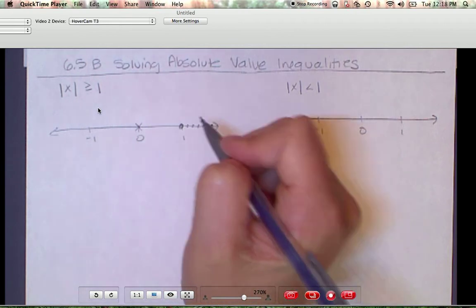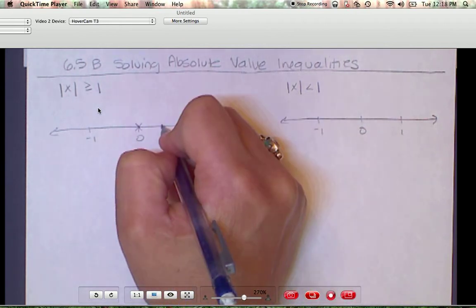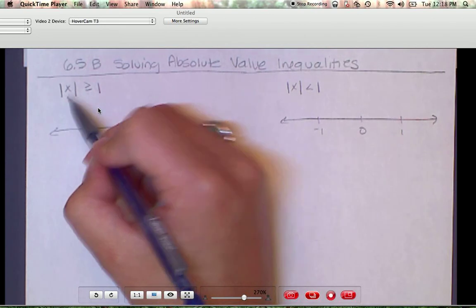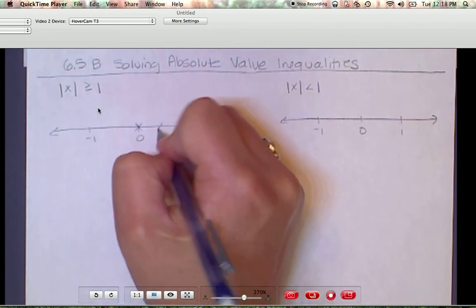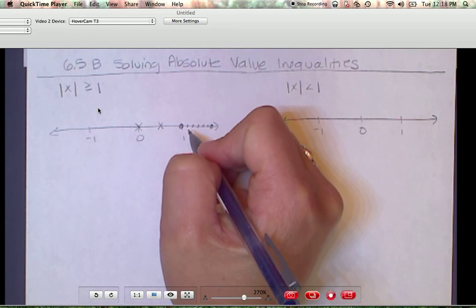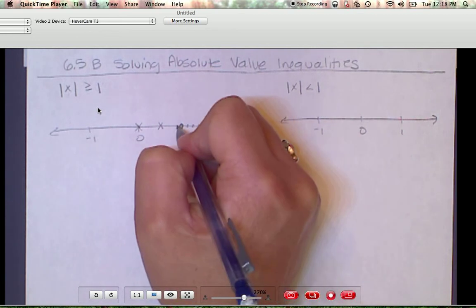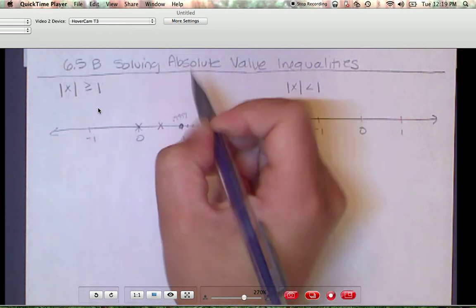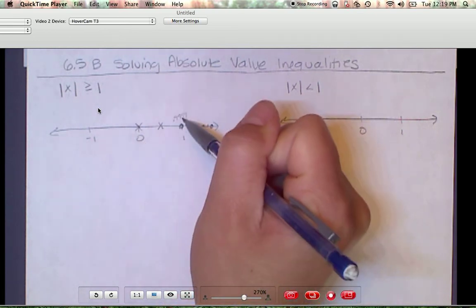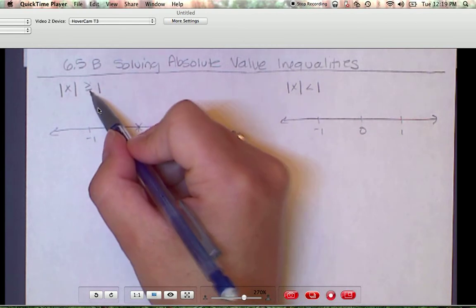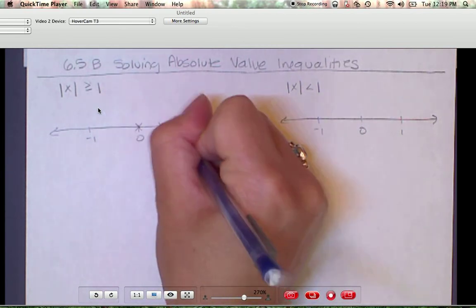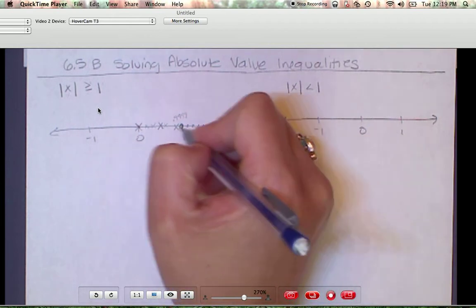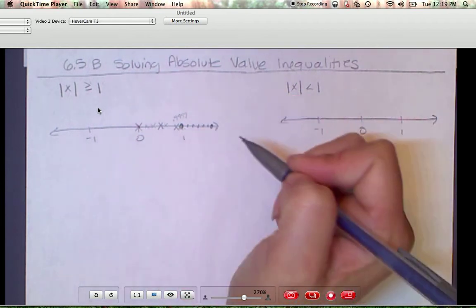How about 1/2? Will 1/2 work? The absolute value of 1/2 would be 1/2. Is a half greater than 1? No, half won't work. What about 0.99999? If we take the absolute value of that, we get the same number. Is that greater than or equal to 1? No. So none of these numbers in here will work. These will work. Are we done though?